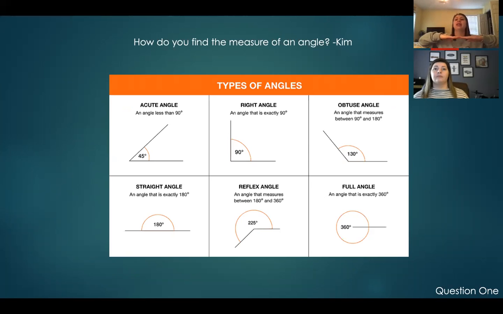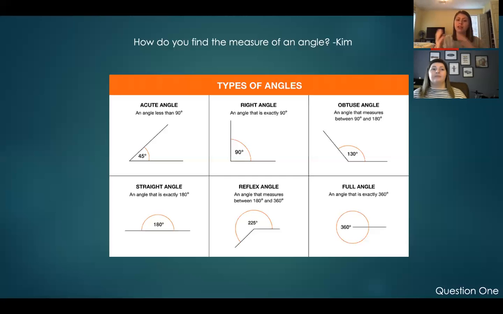So that's basically a line segment going all the way across. That's what makes it a straight angle, 180 degrees. If it was acute, it'd be 45, or obtuse, it'd be 130, or right, 90. And then we also have a reflex angle, which is in between a straight line, 180, and a full angle, which I just think of as a circle.